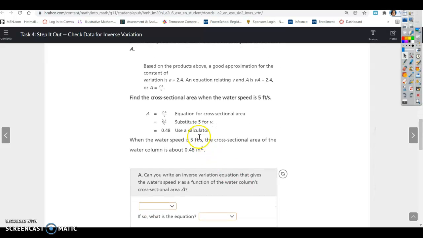It says find the cross-sectional area when the water speed is 5 feet per second. So if we're looking for the cross-sectional area, we're looking for A when the speed or the velocity is 5 feet per second. So all we have to do is plug this in for V. We're going to have 2.4 divided by 5, which is 0.48. And that would be 0.48 inches squared since we're talking about area.